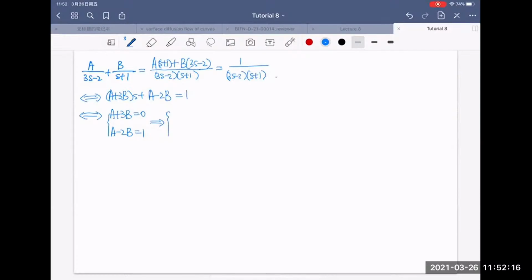So what is A? What is B? You can solve that A should be 3 over 5, and B should be minus 1 over 5. You can verify this.